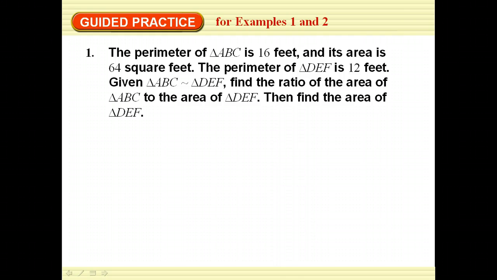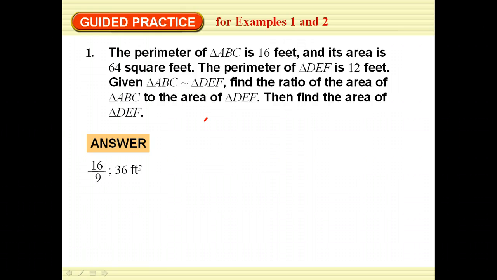So here's one for you to try. Perimeter of triangle ABC is 16 and its area is 64. Perimeter of DEF is 12. If the two are similar, find the ratio of the areas and then find the area. Turns out that the ratio of the areas is 16 to 9 and the area is 36 square feet. Now, how do they get that?